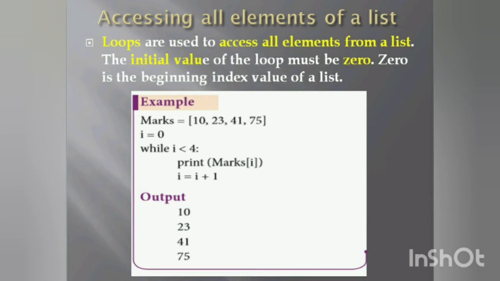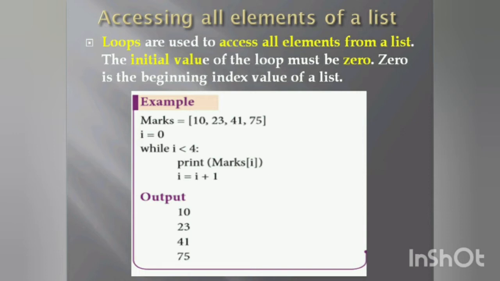Then after that, the next statement, I is equal to I plus 1, increments the value of I from 0 to 1. After incrementing, now the I value becomes 1. Now the flow of control shifts to the while statement for checking the test condition. This process will repeat to print the remaining elements of the marks list until the test condition of the while loop becomes false. Clear? So now your output will be 10, then 23, then 41 and 75.